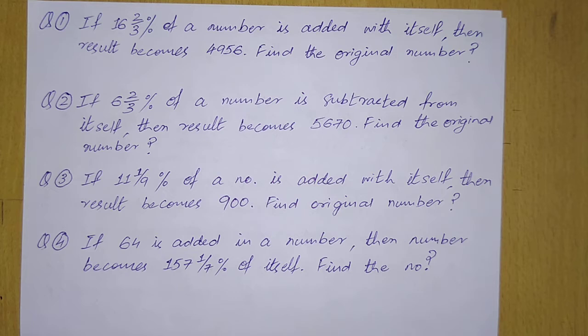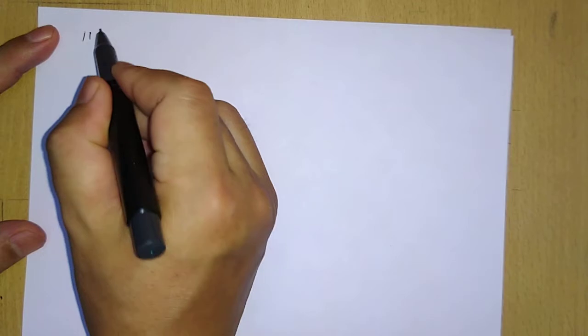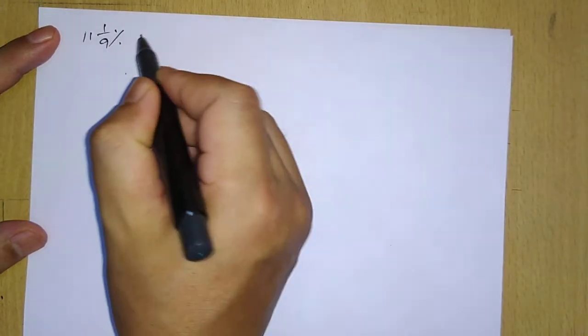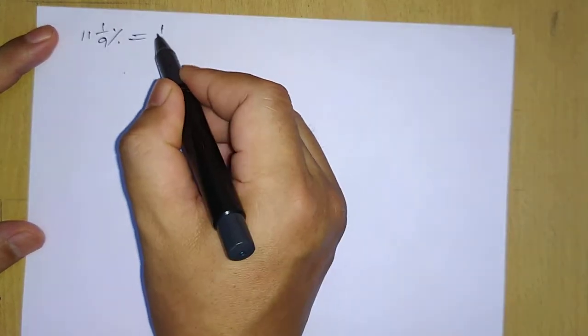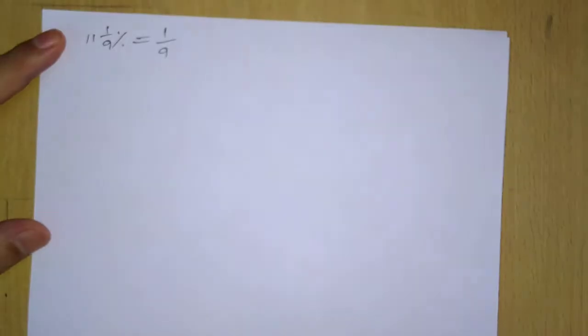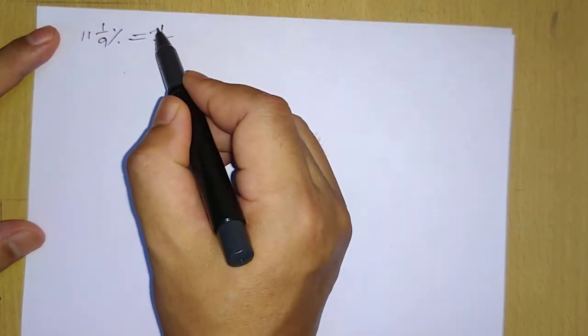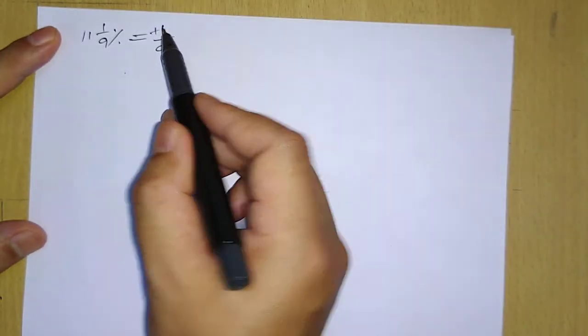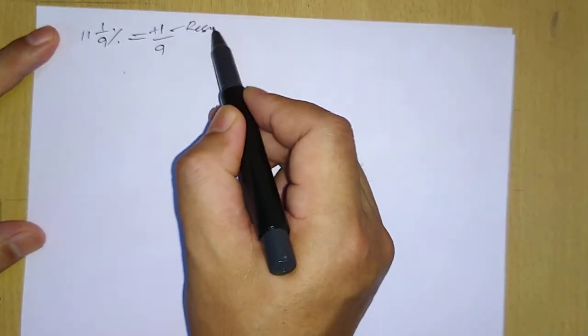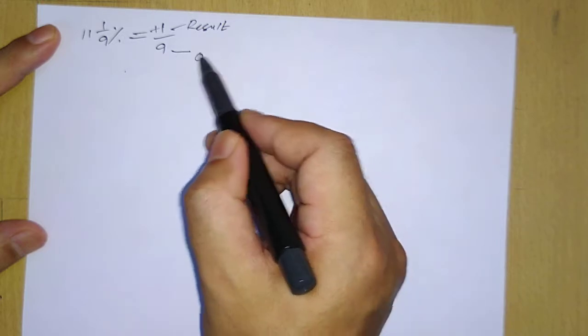Question number 3. If 11 1/9% of a number is added with itself, then the result becomes 900. Find the original number. 11 1/9% represents how much? In fraction it is 1/9. And if it is added with itself, added will be plus 1. This is our result. This is the original number.